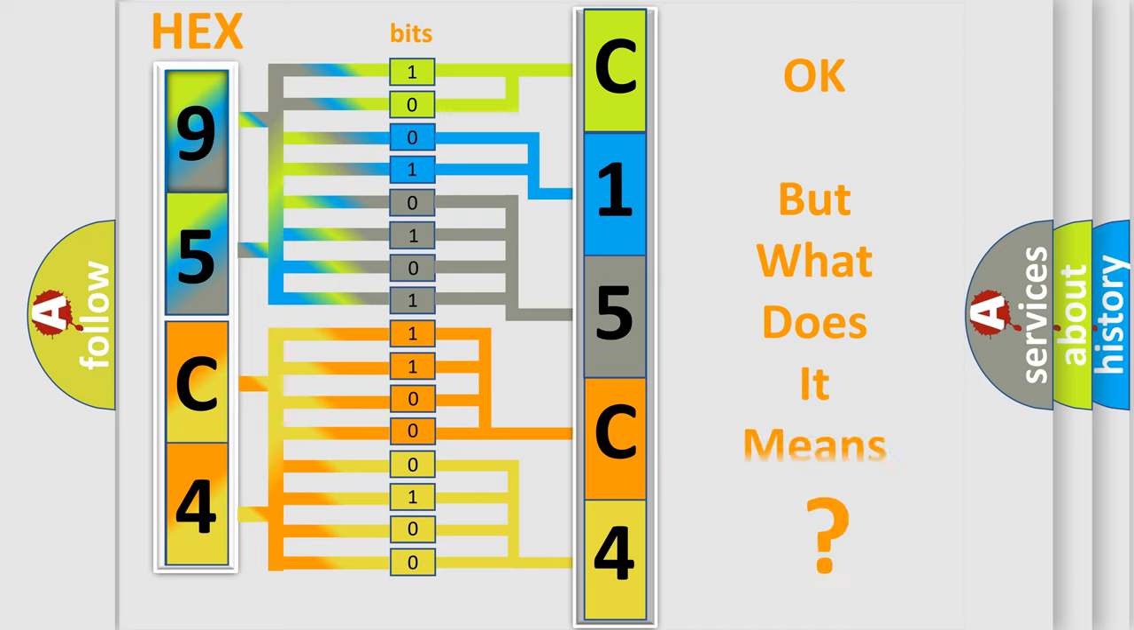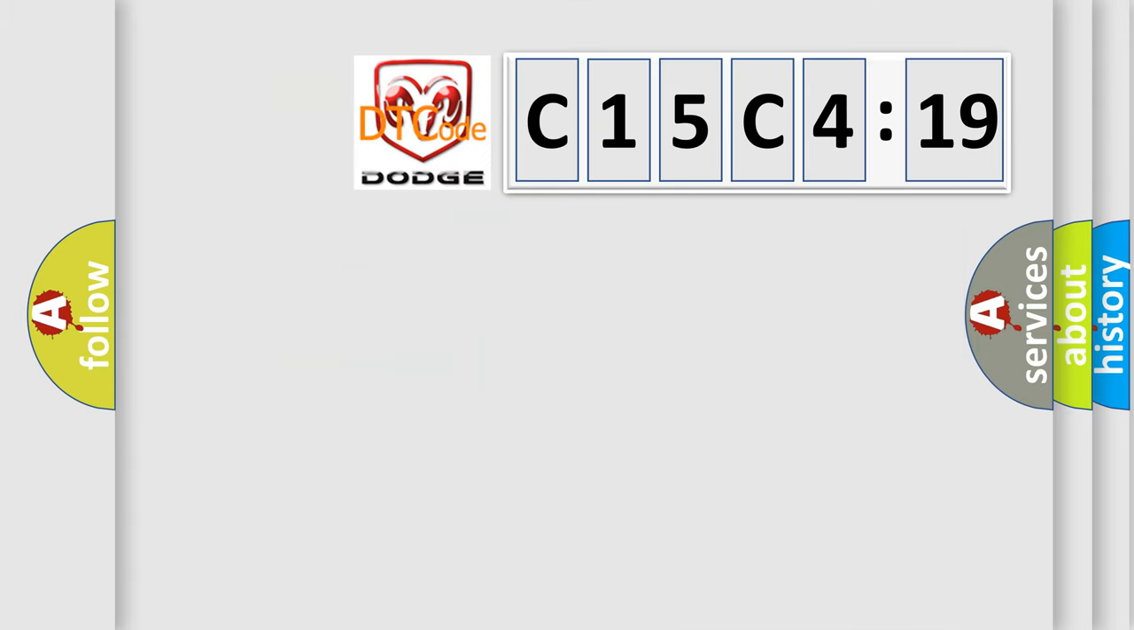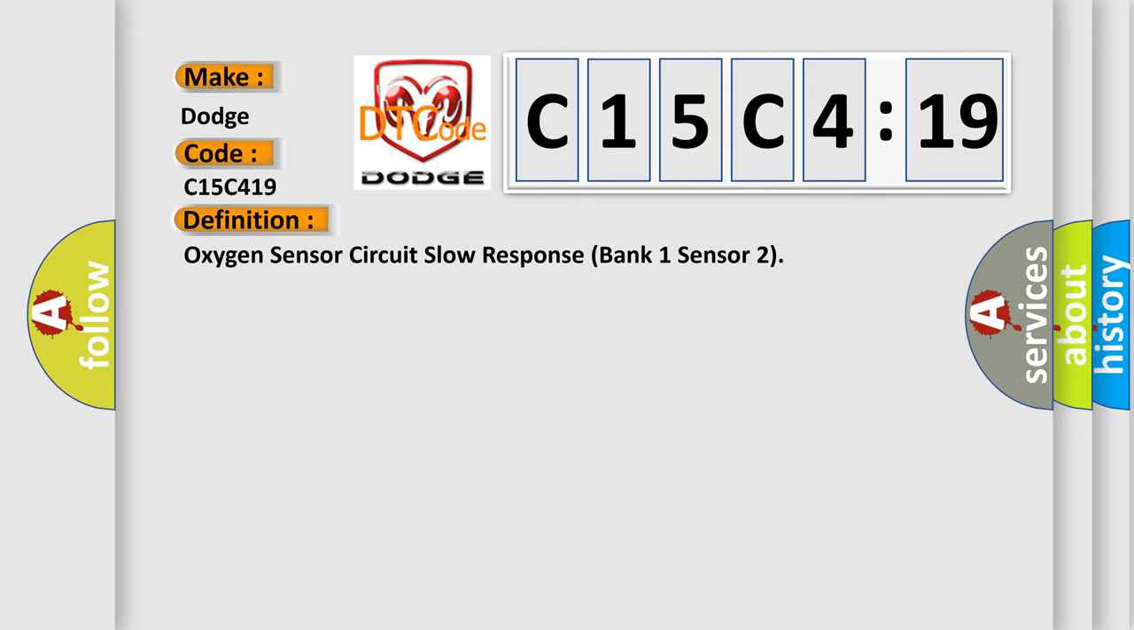The number itself does not make sense to us if we cannot assign information to what it actually expresses. So, what does the Diagnostic Trouble Code C15C4-19 interpret specifically for Dodge car manufacturers? The basic definition is: oxygen sensor circuit slow response, bank 1 sensor 2. And now this is a short description of this DTC code.